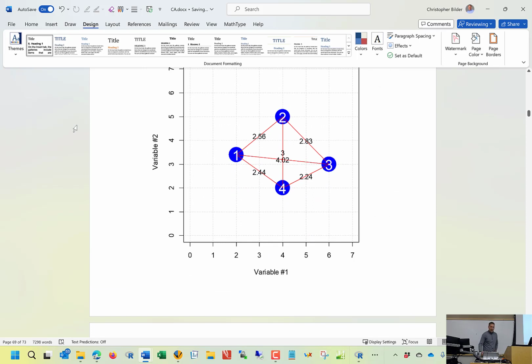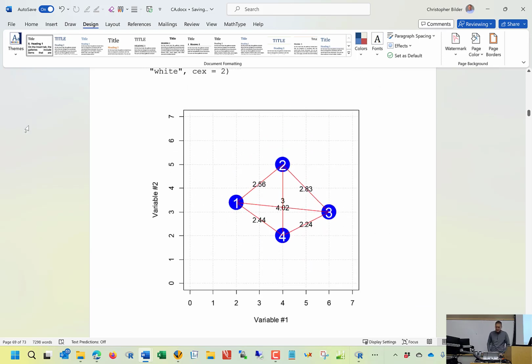Here's a nice plot that helps illustrate this. So I have variable 1 and variable 2. Variable 1 is on the x-axis, variable 2 is on the y-axis. I have the observation numbers nicely labeled there as 1, 2, 3, and 4. We had just found the distance between observation 1 and 2, which was 2.56. So I drew a line there to say I'm going to find a distance, and I put the actual distance typed in here. So these are all my distances between the observations.